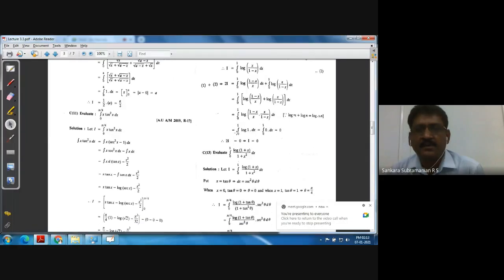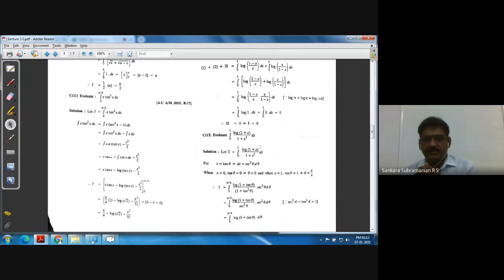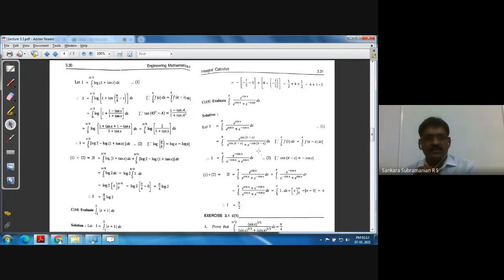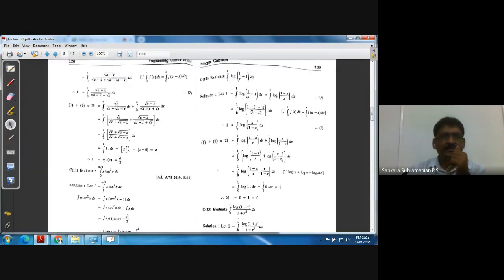Okay, evaluate the integral 0 to 1 of log of 1 plus x by 1 plus x square dx. That is one problem, and the another problem.